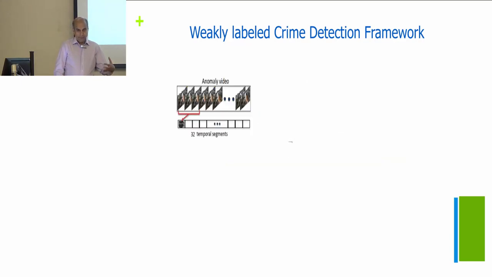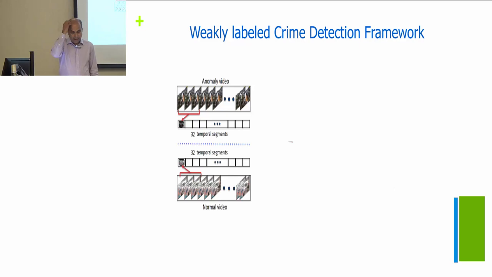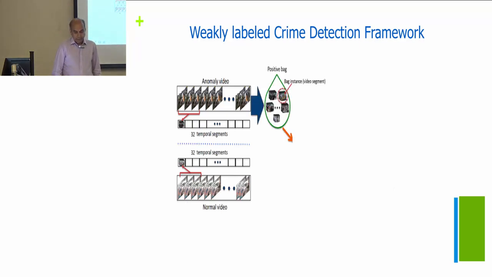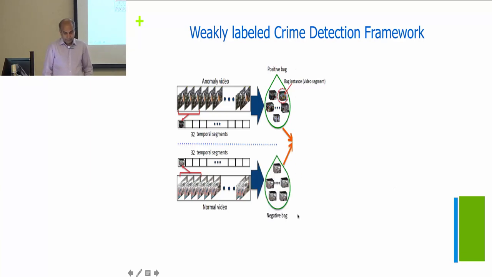So therefore, the neural network will be like this. We have a video, and we divide it into clips. There are these segments, each a 32-frame segment, and this is the normal video. Again, we'll divide it into segments. So this will become one bag, which has the abnormal videos. This will become another bag, which is the normal videos. This is a positive bag, because we want to identify abnormal video, and this is a negative bag.